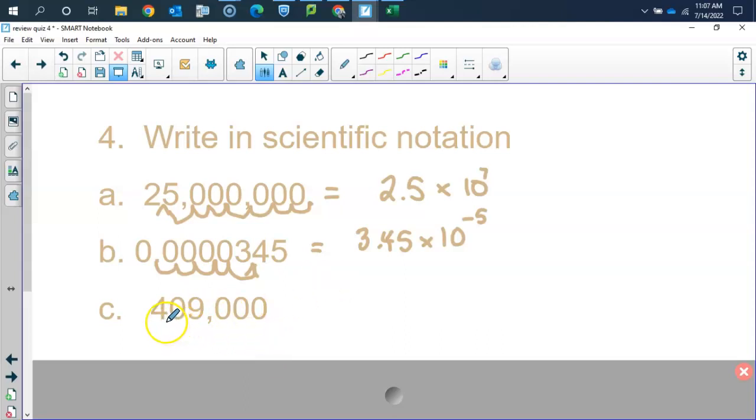All right, again, where would the decimal go? To make this number be between 1 and 10, it would be 4.09. So that is the first part of my scientific notation. Times 10 to the, this is a big number, so our exponent's going to be positive. Let's count how many places. 1, 2, 3, 4, 5. Times 10 to the 5th.